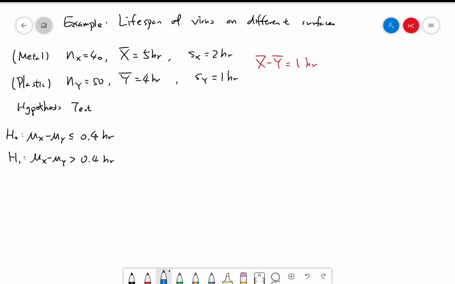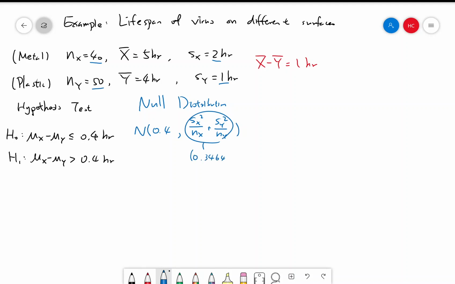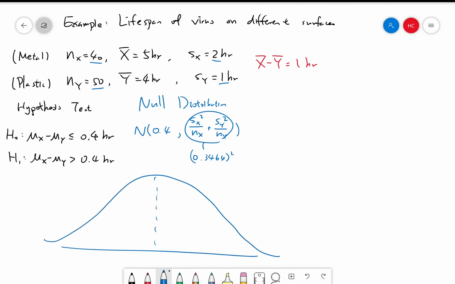So first we draw the null distribution. The null distribution has mean 0.4 that comes from the null hypothesis, and the variance is this huge quantity we saw before. And all the values we need are here, here, here, here, and here. So if we plug this in, we find out that the standard deviation is 0.3464. So in the null distribution, where the mean is 0.4, x bar minus y bar is here, which is 1.